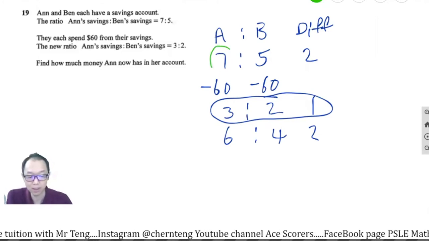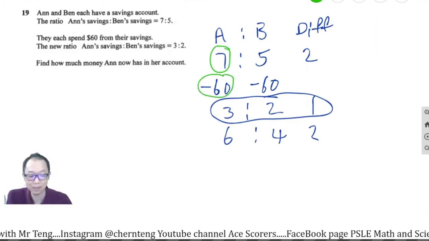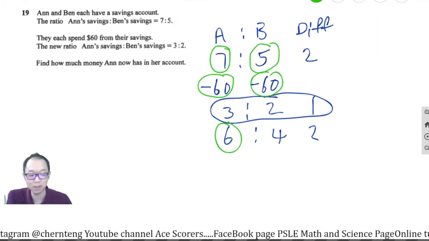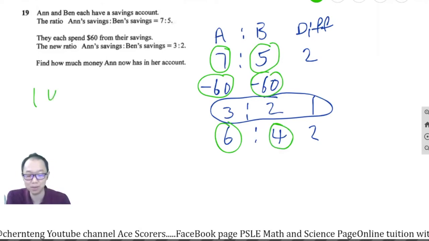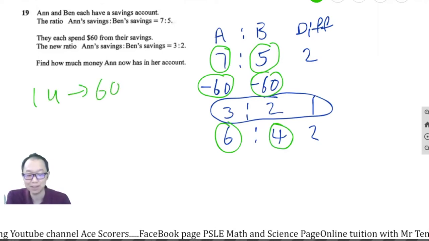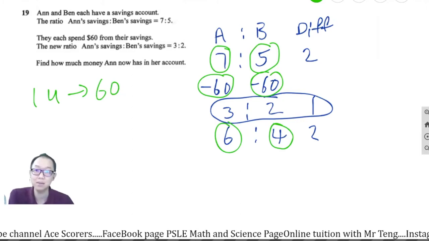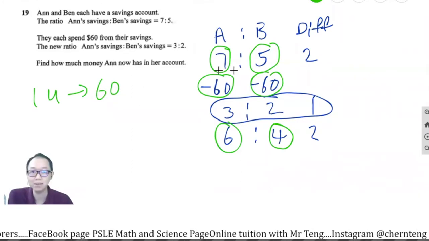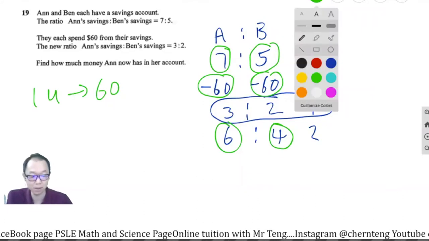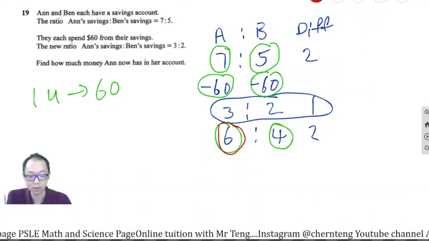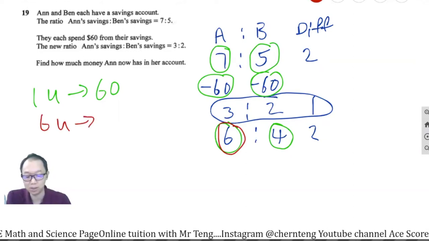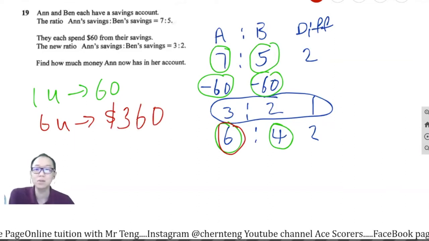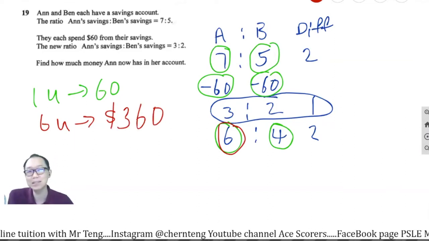So for A, I have 7 units minus 60, left 6 units. Likewise for B, at first I have 5 units minus 60, left 4. So very clearly, I know 1 unit represents $60. So if one unit is 60, the question is how much money does N have now in her account? She has 6 units, so 6 units is 6 times 60, which is 360. So the answer is $360, and our Ethan has gotten it correct.